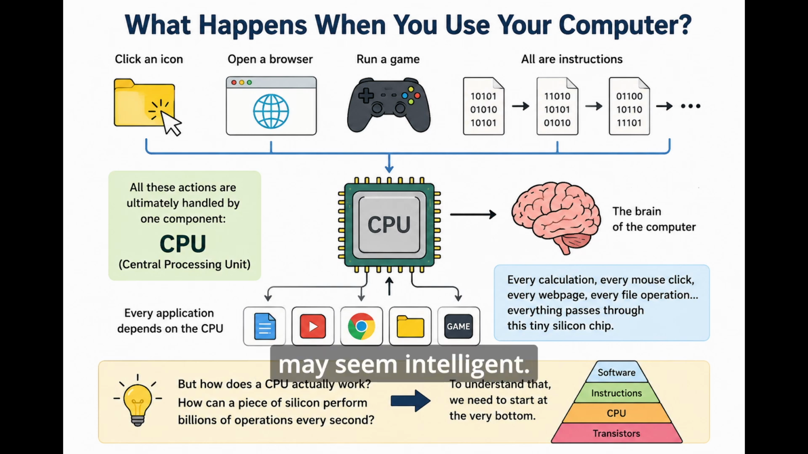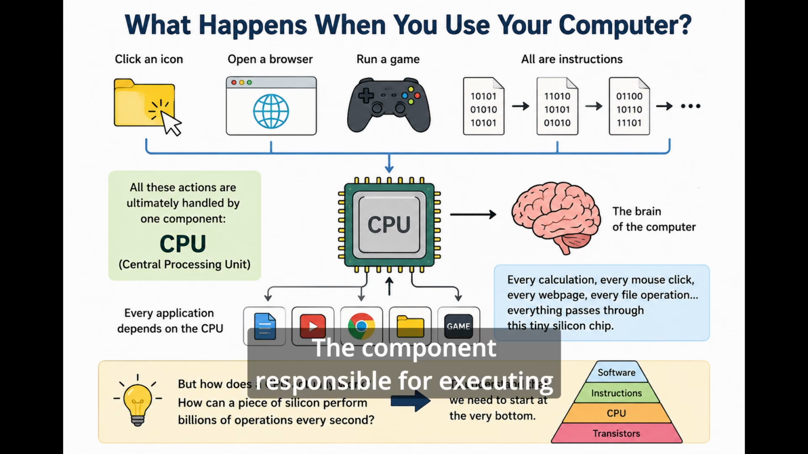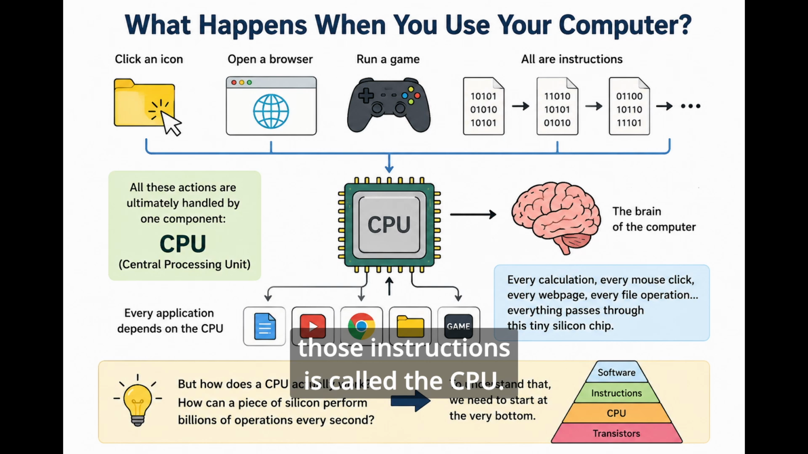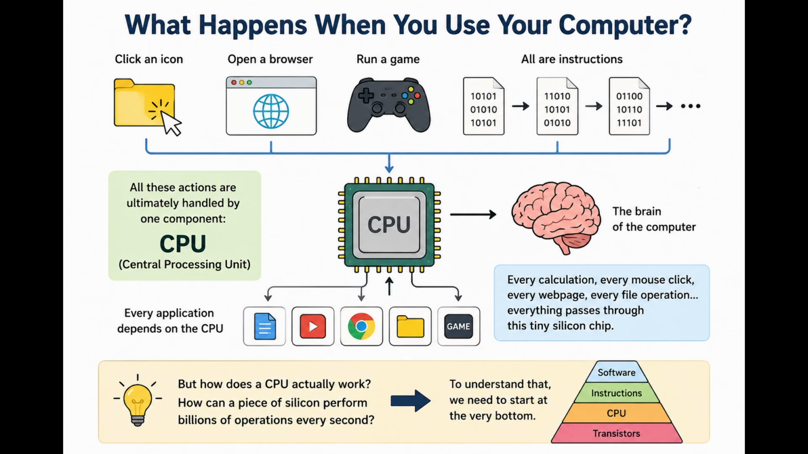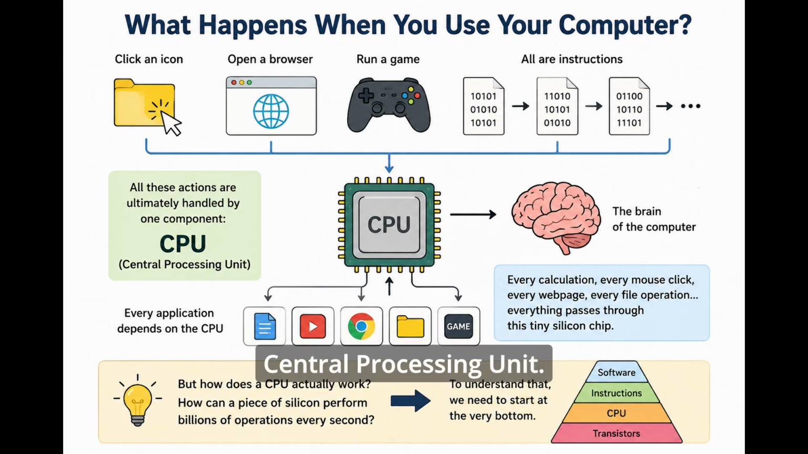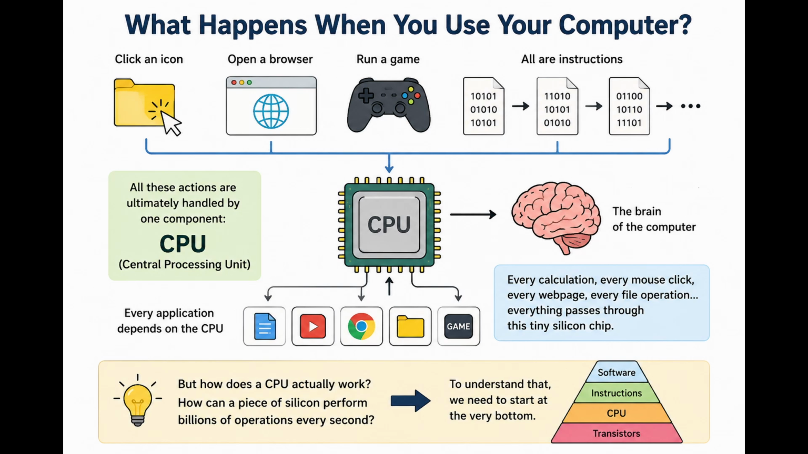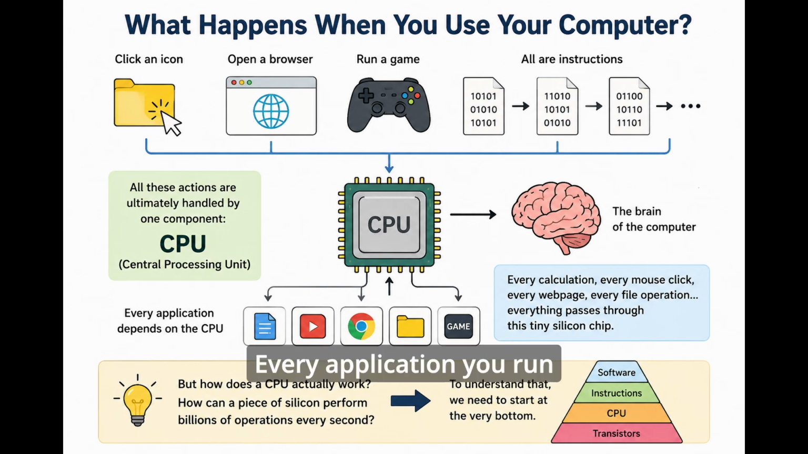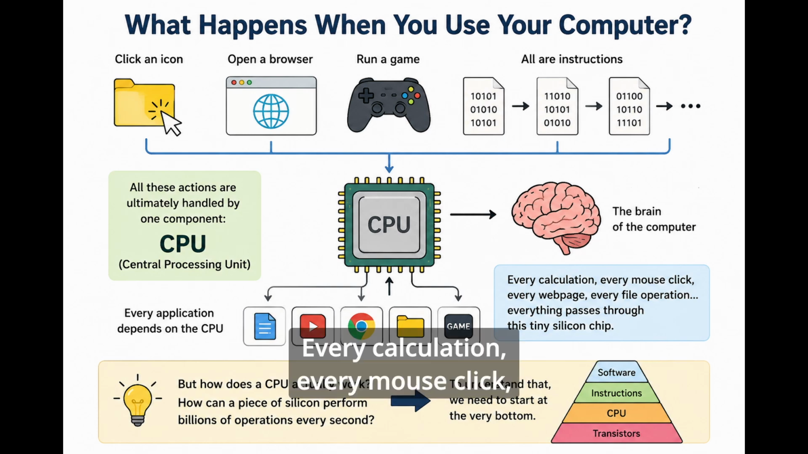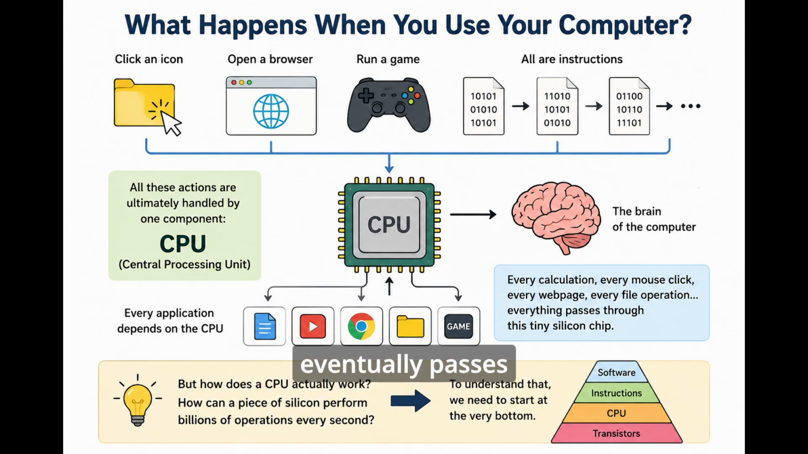Your computer may seem intelligent, but deep inside, it is simply following instructions. The component responsible for executing those instructions is called the CPU. CPU stands for Central Processing Unit. It is often called the brain of the computer. Every application you run eventually depends on the CPU. Every calculation, every mouse click, every web page, and every file operation eventually passes through this tiny silicon chip.